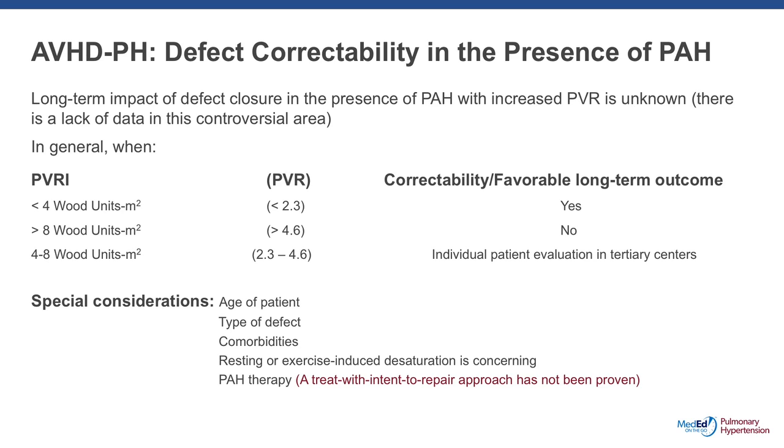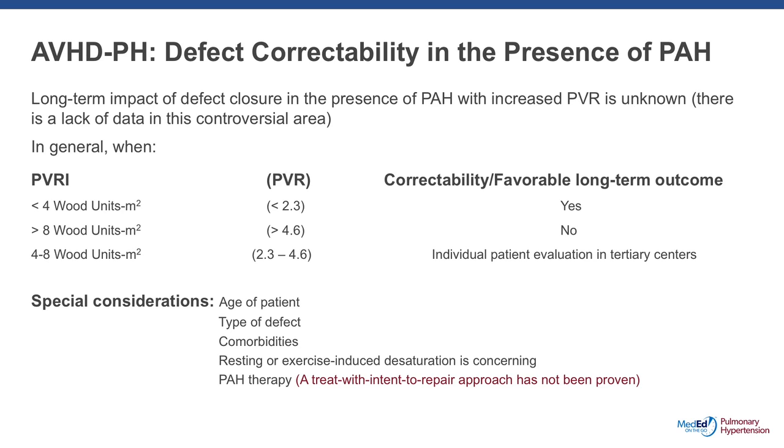And I think on the other hand, when the PVR index is greater than 8, corresponding to a PVR of greater than 4.6, we feel very concerned about closing that defect. If you close a defect in someone with that much pulmonary vascular disease, the right ventricle, which is used to having that offload, might struggle pumping against that very high pulmonary vascular resistance, and such a patient might come out of the operating room with more right ventricular failure than when they went in. And generally, that's the cutoff, about 4.6 for a PVR.